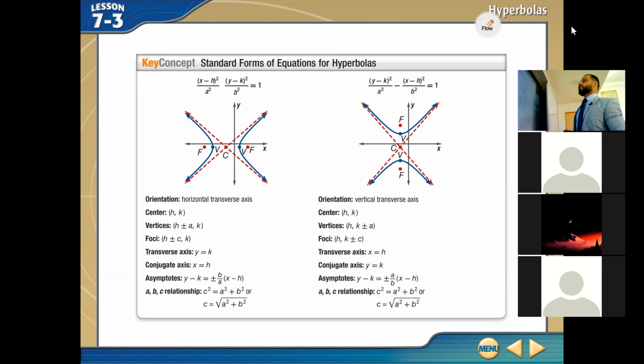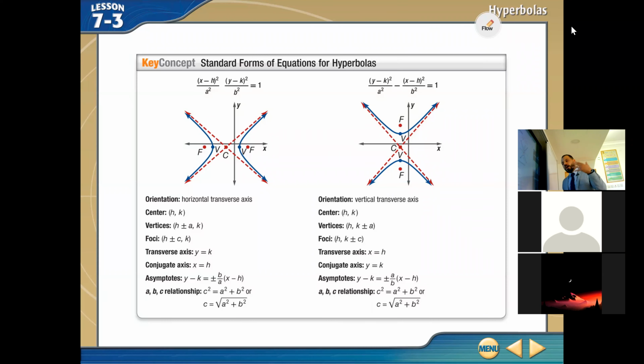I'm going to Mishari. Good afternoon, Mishari. What about the vertices? The vertices for the first graph are H plus or minus A, and K. This is the first coordinate plane. And the vertices of the second will be H, K plus or minus A.